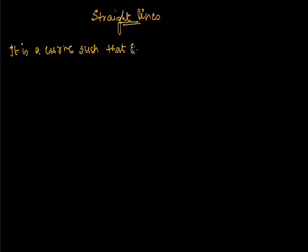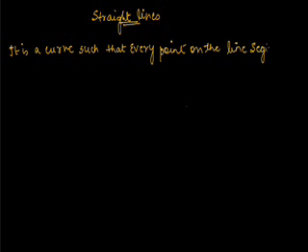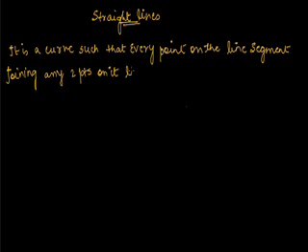Straight lines. Okay, first of all, what is a straight line? So we'll be defining it. It is a curve such that every point on the line segment joining any 2 points on it lies on it. It is a very clear definition, so we'll be starting with now slope.